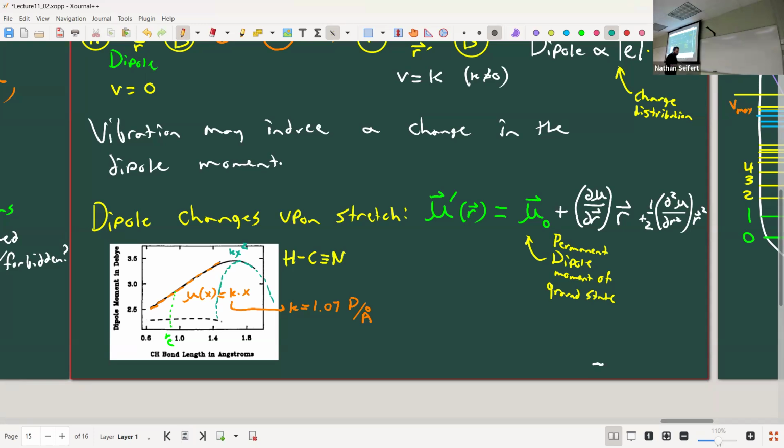Let me just show you one more example of a slightly different molecule. Many molecules have this behavior where you just say it's roughly linear: if you double the length of the bond, you double the dipole. That's a very simple approximation and very typical, but not all molecules do that. I just want to show you another example from the literature.